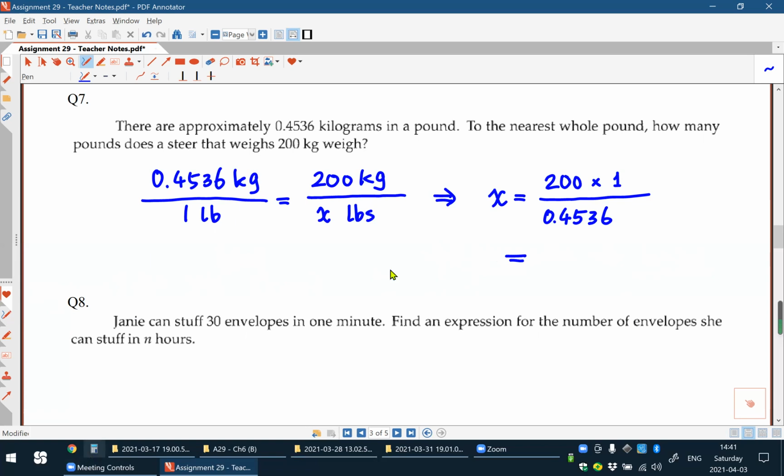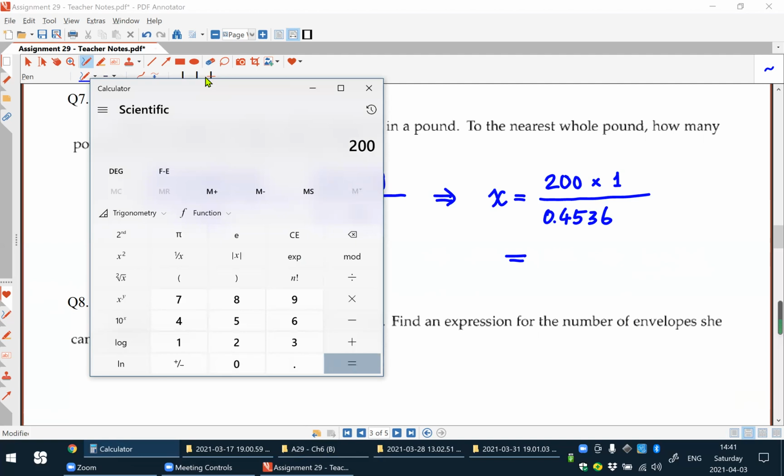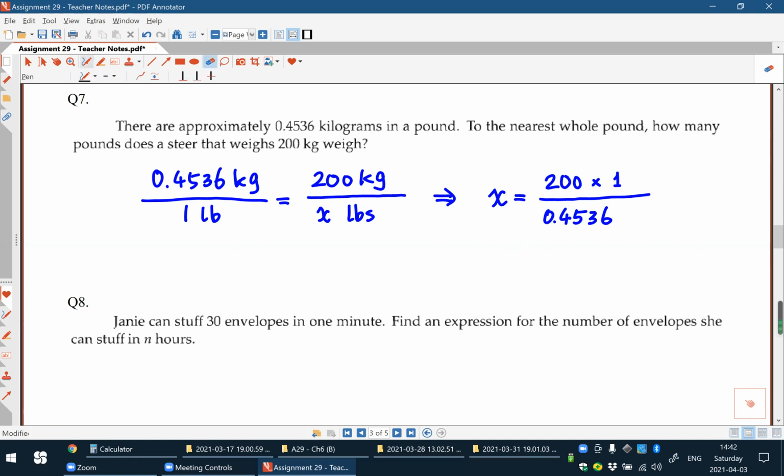Here we need to use a calculator a little bit. It asks you to round it to the nearest whole pound. So the final result is 441. It's approximately 441. So let's make the conclusion. It weighs 441, and now the unit is pounds. Okay. Any questions?